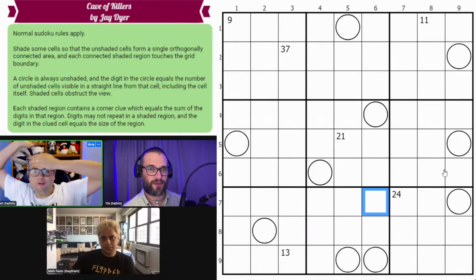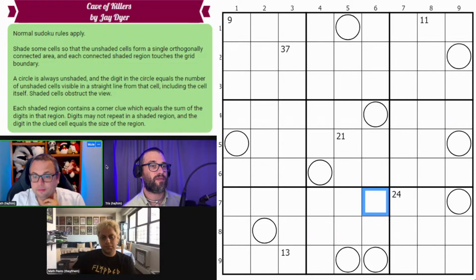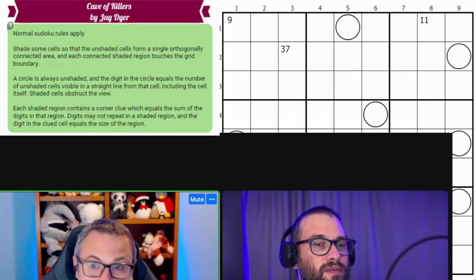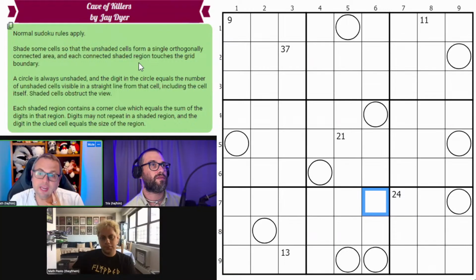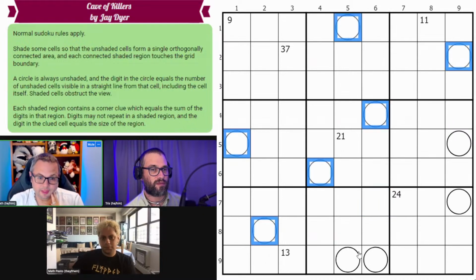All right, so we've got normal Sudoku rules. We need to shade some cells so that unshaded cells form a single orthogonally connected area, and each connected shaded region touches the grid boundary. So that is standard cave rules, I believe. A circle is always unshaded. Let's do that.